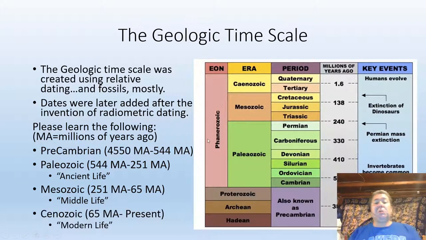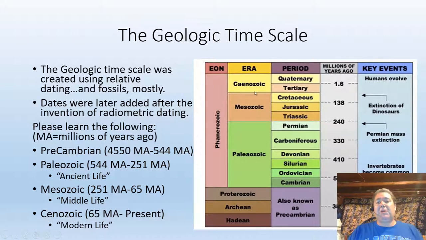And then the last one, the one we are currently in, is the Cenozoic, Ceno meaning recent or modern. This is the modern life and the modern times we are in. The reason they call these modern life, middle life, and ancient life is that the further you go back in time, the less and less stuff looks like it does today.